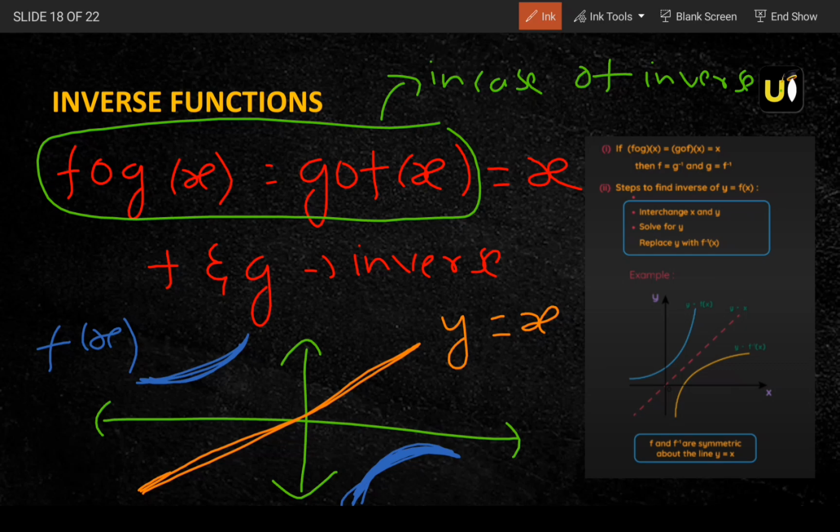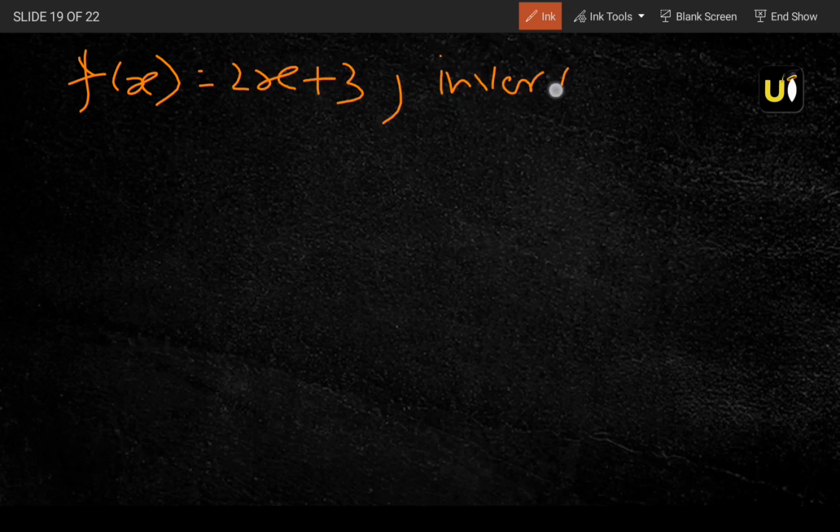If we have the graph of f of x, then the graph of the inverse function is just the mirror image with respect to the line y equal to x. Now suppose we are given the function f of x is equal to 2x plus 3, and we are asked to find the inverse, that is, f inverse of x.